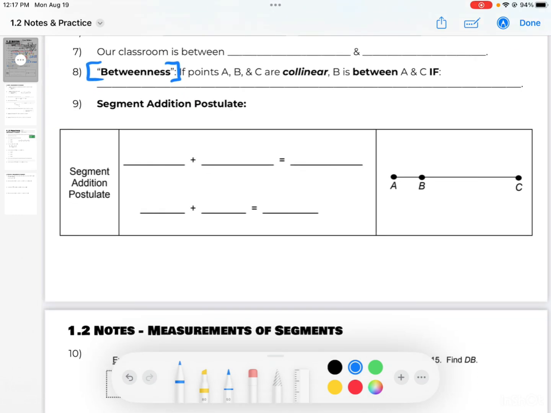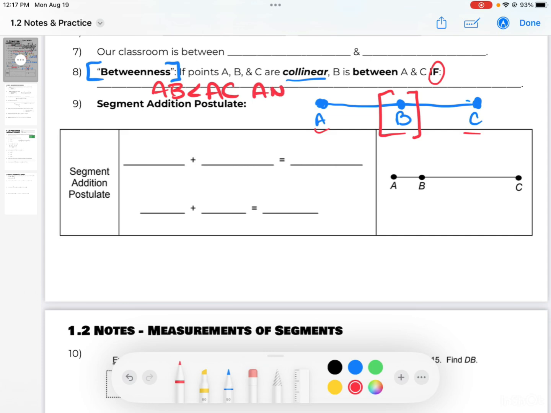But betweenness has a rule. It says if points A, B, and C are collinear, that means you have 3 points. Sorry, my lines aren't super straight here. But if you have A, B, and C, and they're all on a line, then B is between A and C if, and this comes from the slides, AB is less than AC and, all right, these both have to be true, BC is less than AC.